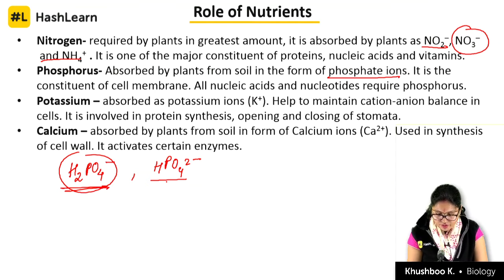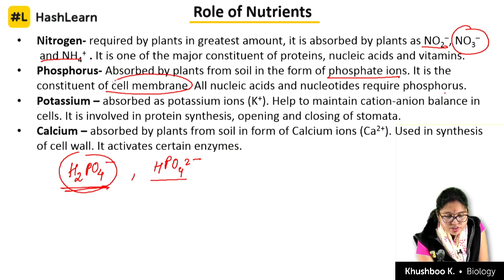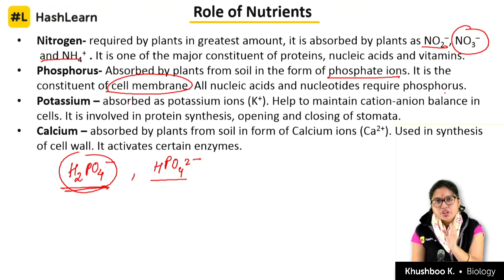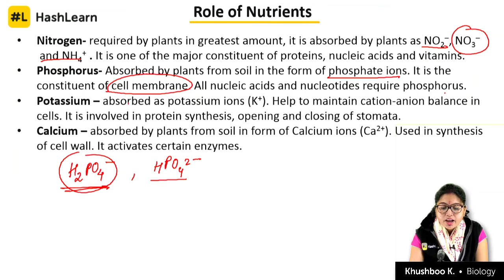And when we talk about functions, all nucleic acids and nucleotides require phosphorus, and it is the main constituent of the cell membrane. So the cell membrane structure, if you remember, we have said is a phospholipid bilayer. So obviously phosphorus will be a major component of that, phospholipid. And then nucleic acids and nucleotide structure also.